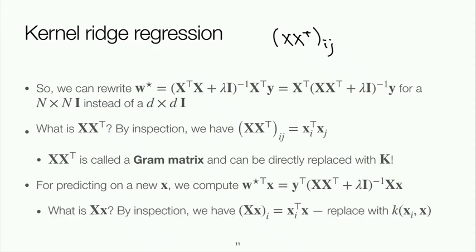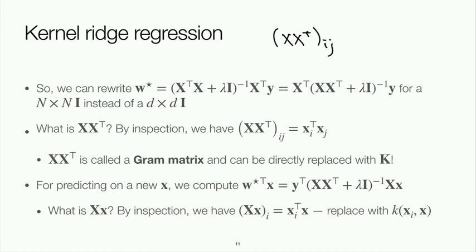I claim that we're done, because what is big X little x? Well, it's a vector, and the ith entry inside big X little x is actually another dot product. It's x_i transpose x. And what's good about that is that we can replace x_i transpose x with the kernel function evaluated at x_i and x. So now we've turned everything into something that has to do with either the kernel matrix or the kernel function. No phi's left anywhere.